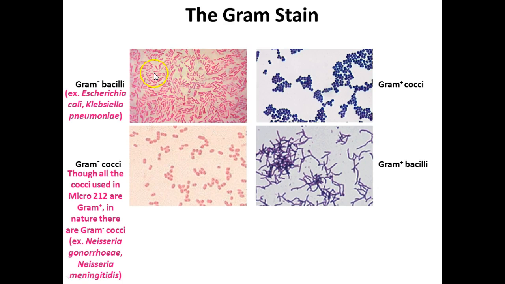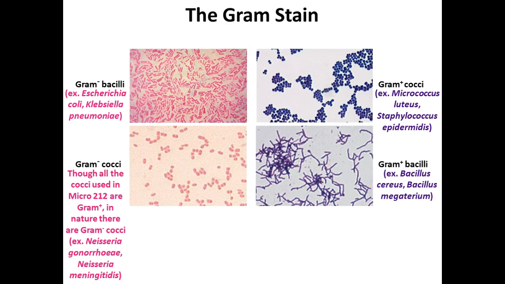We have lots of gram-negative bacilli that we'll work with. So for instance, today, Escherichia coli, but also the Klebsiella that we'll be capsule staining is a gram-negative rod. We've got lots of gram-negative rods that we'll work with in this course. And then we have several gram-positive cocci that we work with, like the Micrococcus luteus and the Staphylococcus epidermidis. And then there's a few gram-positive rods that we work with. One you've already worked with, which is the Bacillus cereus, Bacillus megaterium, and actually Bacillus subtilis.